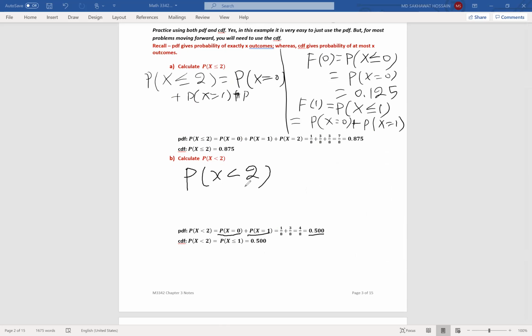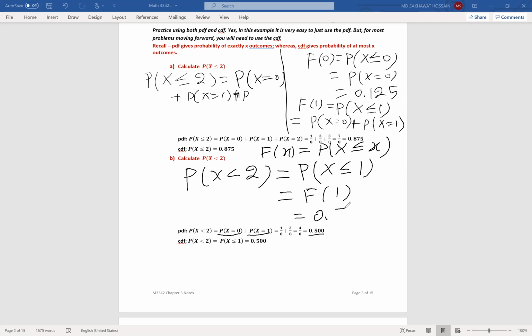We do not know the CDF function for this one, but you can rewrite this as x less than or equal to 1, because the definition of the CDF function is F of x equals probability x less than or equal to x. That's why we rewrite it as probability x less than or equal to 1, because they are the same. So this is equal to F of 1. From the CDF table, you can see this is 0.5. Okay.